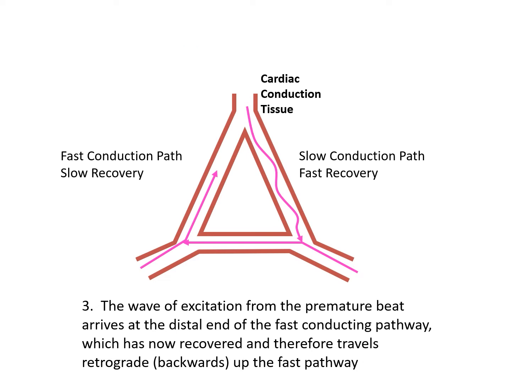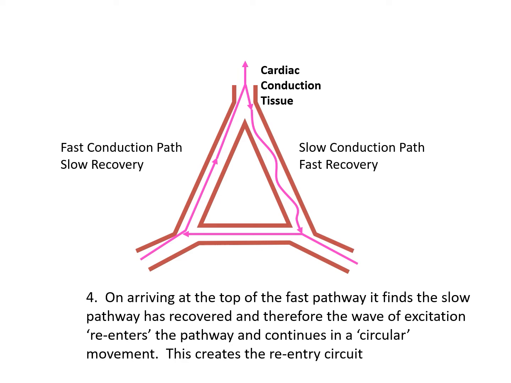By the time the wave of excitation from the premature beat arrives at the distal end of the fast conducting pathway, the pathway would have recovered. So now the wave can travel retrograde, backwards up the fast pathway. Then this retrograde traveling wave, by the time it arrives at the top of the fast pathway, the slow pathway would have already recovered because of its fast recovery. So the wave can now go down this pathway, and this continues in a circular movement. This is how a re-entry circuit is created, and this is the basis for a lot of arrhythmias, which we will discuss in the subsequent slides.